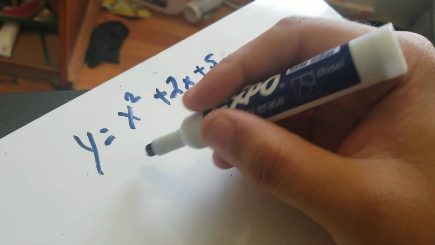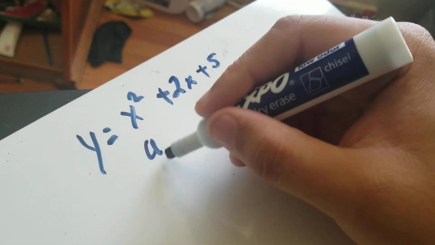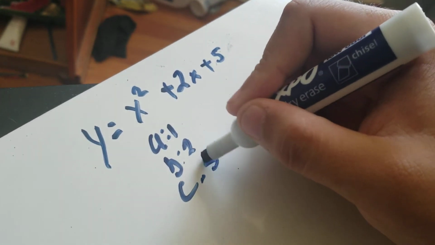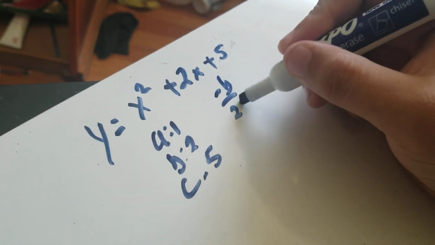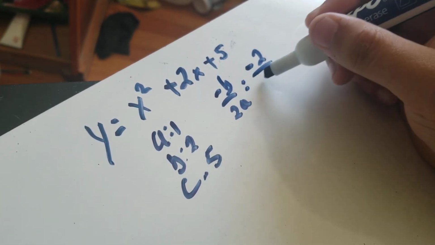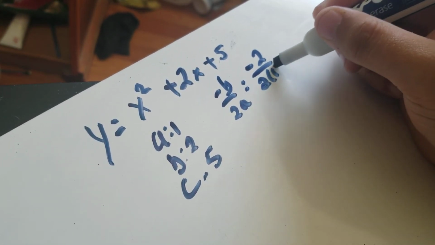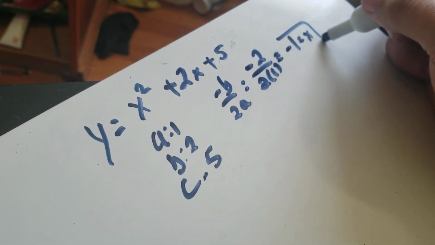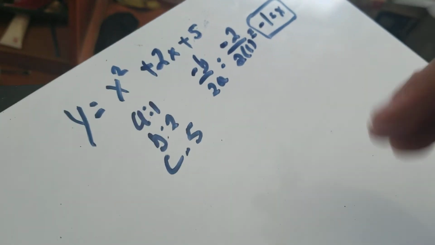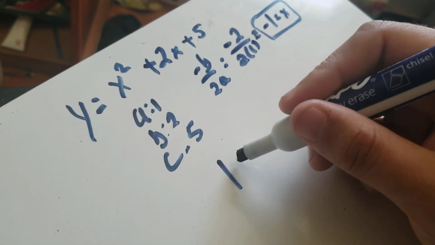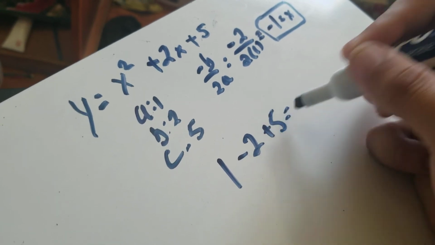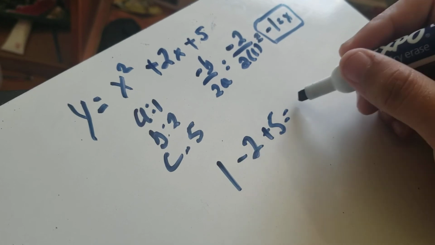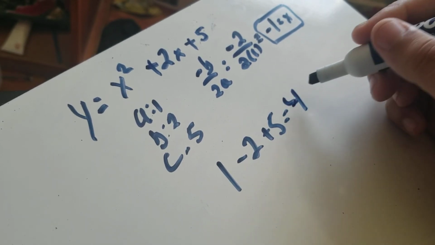All right, so we do our same thing. A, B, C: 1, 2, 5. Negative B over 2A is negative 2 over 2 times A, just 1, and that's going to be negative 1 for your x. So we plug in negative 1. That's negative 1 squared is 1, minus 2, plus 5. You end up getting, I'm being really slow, 4. Okay, that equals your y.